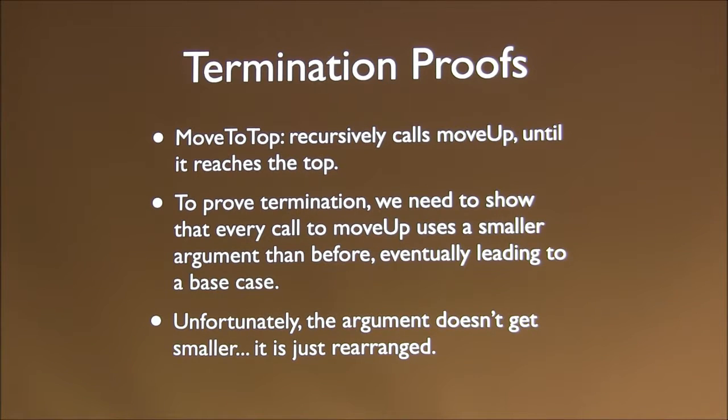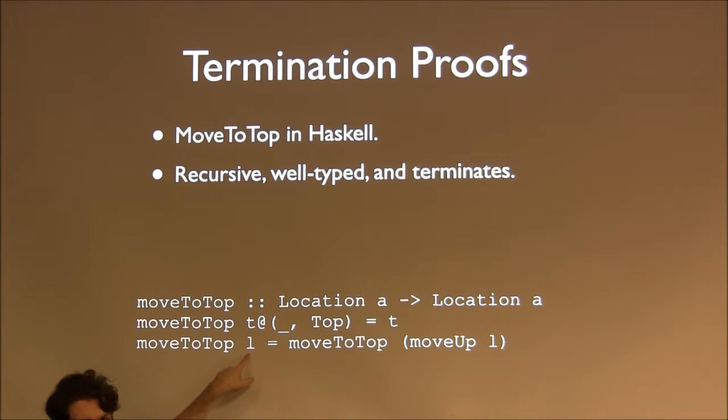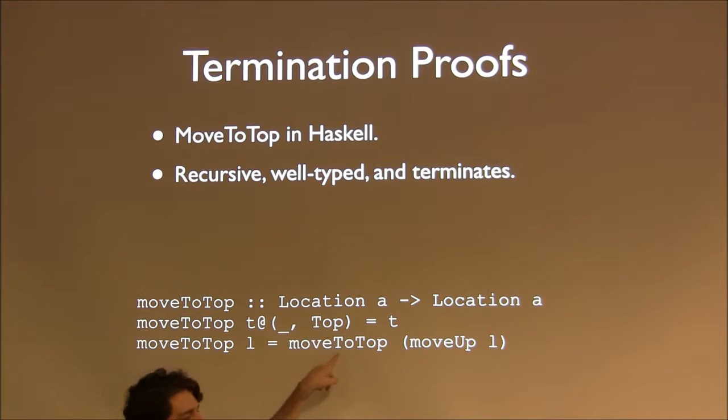So one of the problems with move to top is that this recursive step isn't obviously smaller. Right? I'm not taking L, deconstructing it, and passing some child back in. I'm taking the whole argument and doing more to it. So if you look at this from the compiler's point of view, it's going to say this could be getting arbitrarily large. It can never terminate. It can just run forever. It doesn't have any way of knowing that it's going to terminate.